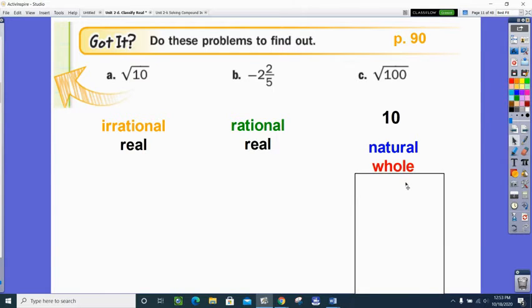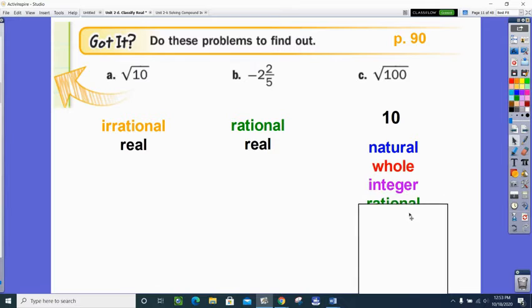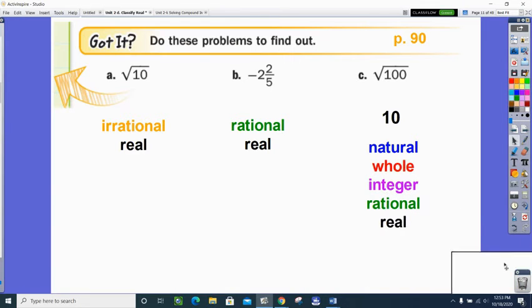It is a whole number. It is an integer. Keep going. It's a rational, and it's a real. So he's a pretty popular number, the square root of 100. He belongs to all these groups. And that is classifying real numbers. We did this in 7th grade, but we stopped at the rational. We didn't have these 2 words, irrational and real.